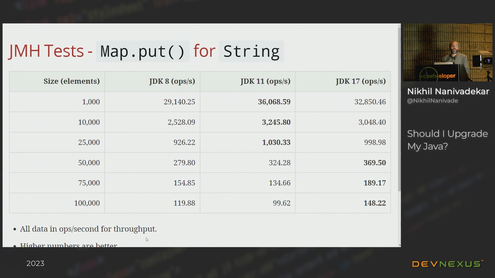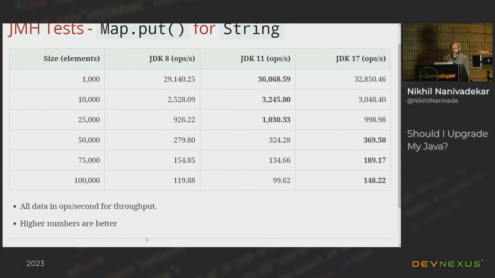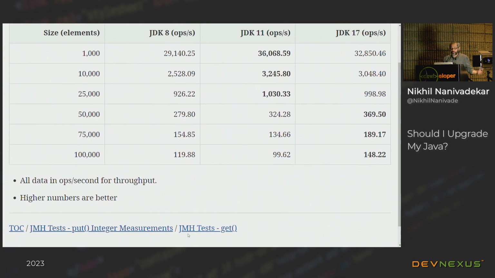as well as the testbed setup, because I did run it through a few iterations and through different permutations and combinations, and for some reason on my laptop this was the pattern, and I just wanted to show that pattern itself. But when I ran it on different machines, the trend was the same between 8 and 17. 17 always performed better, and 11 and 17 were comparable, with 17 being a bit better as well. So again, all data is in operations per second. It's for throughput, so higher numbers are better.